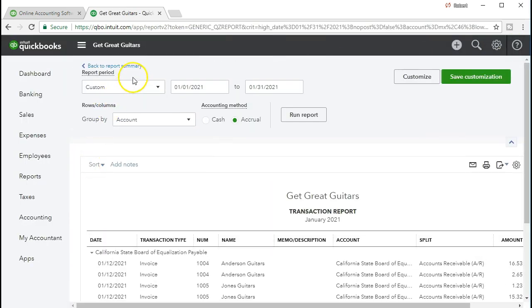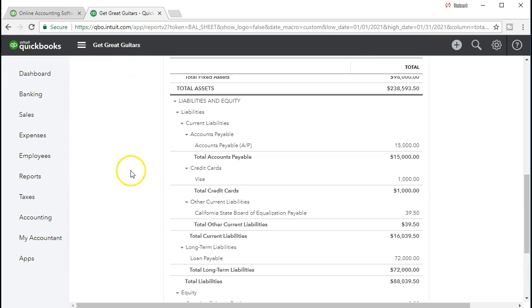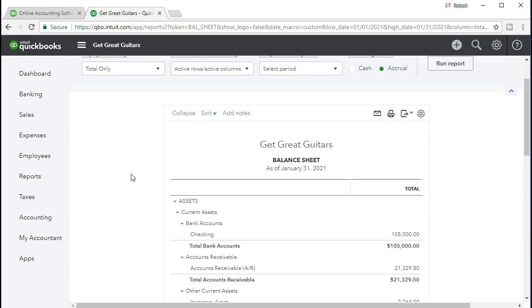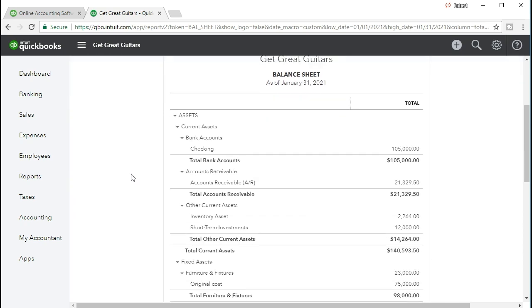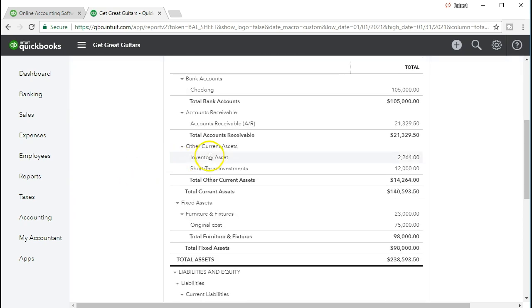So we're going to go back to the summary report. And then we're going to look for the other items. So it's going to be a decrease in the inventory and the related cost of goods sold. The inventory, a balance sheet account, cost of goods sold, an income statement account. So we're going to go to the balance sheet and we're looking for inventory. Here is inventory. We're going to select this 2,264 in inventory.